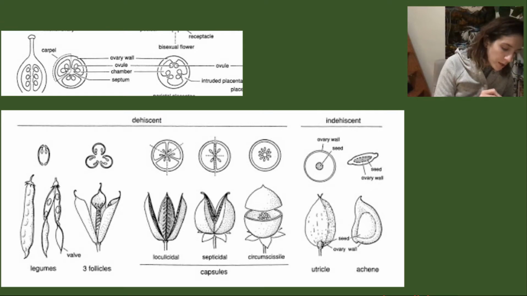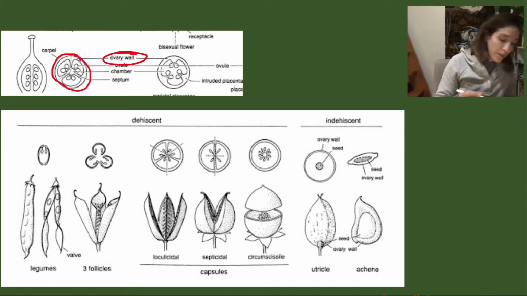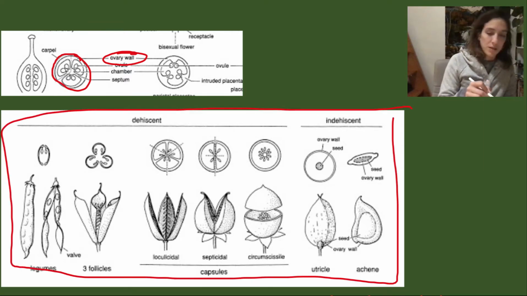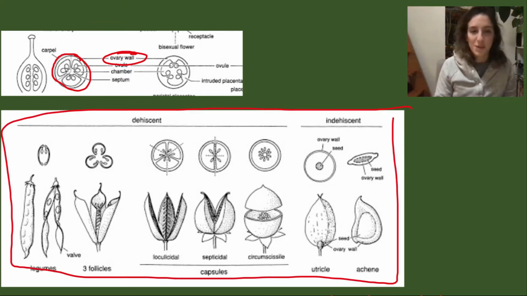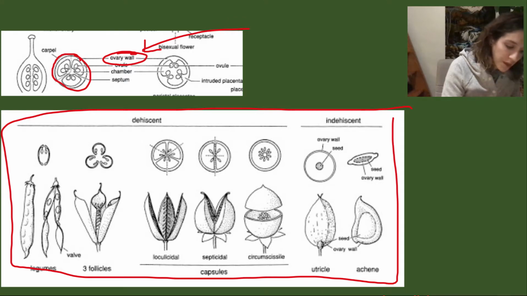Now, what you've already talked about in a previous video is sort of the ovary wall. And that is the part that's going to become the fruit. And then down here, we've got a bunch of different options for different types of fruits. We're going to talk about a couple of these and some other ones. So namely, this ovary wall, it'll actually become this stuff that we call pericarp.